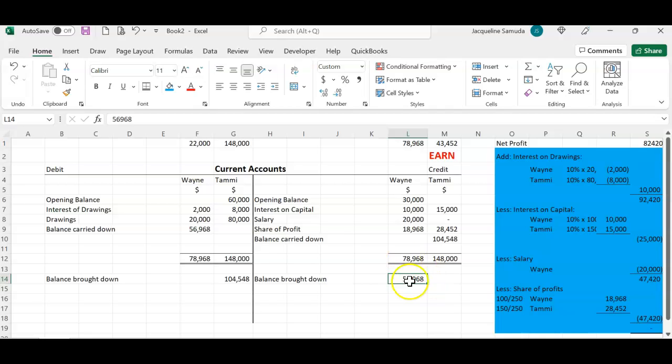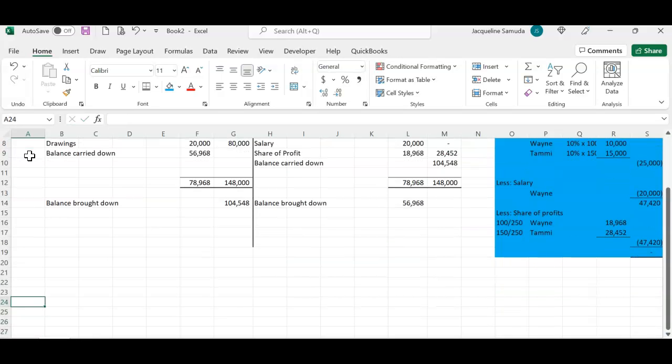His current account balance would be a credit of 56,968, and Tammi's current account balance would be a debit balance of 104,548. Now let us go and work on the final document. This was part B. So now we're going to work on part C, and part C is a statement of financial position.